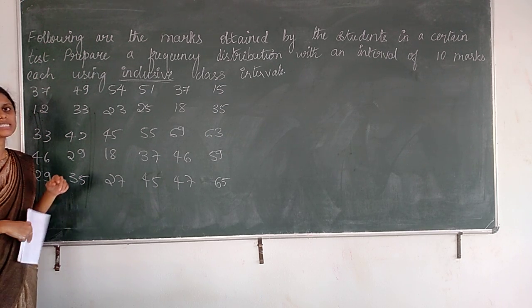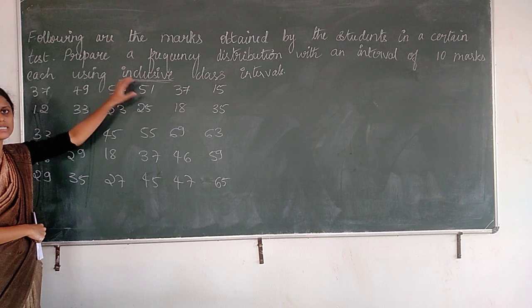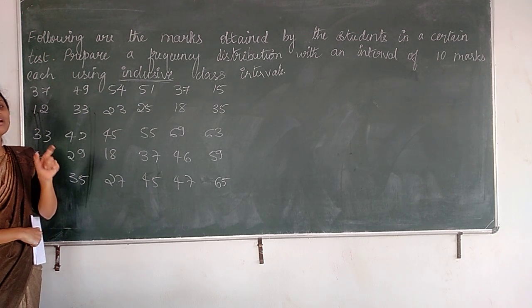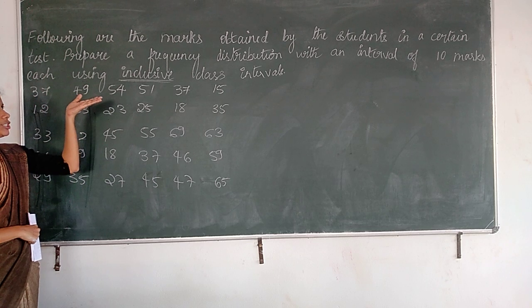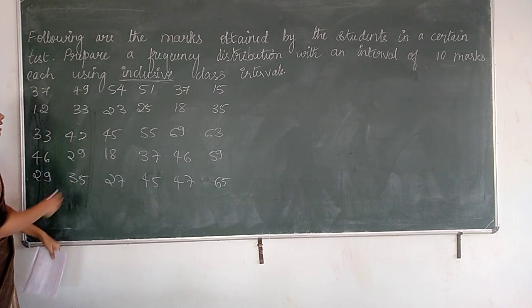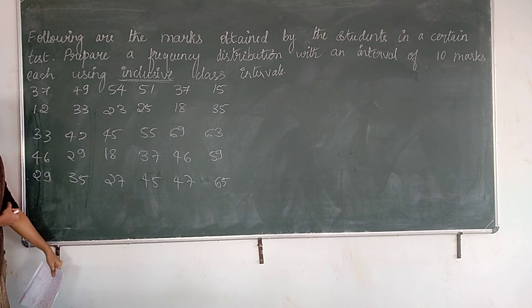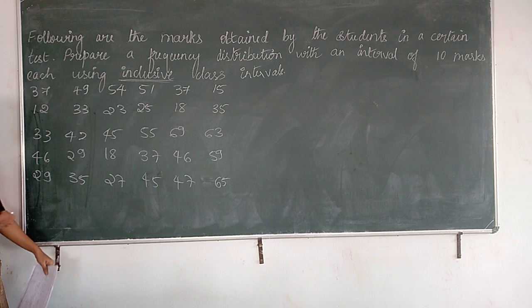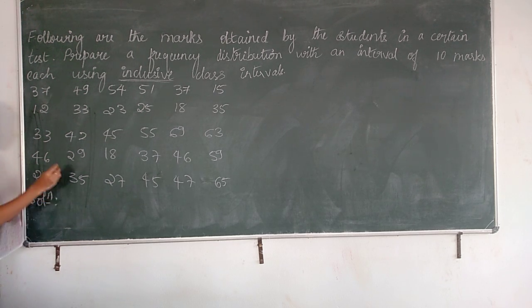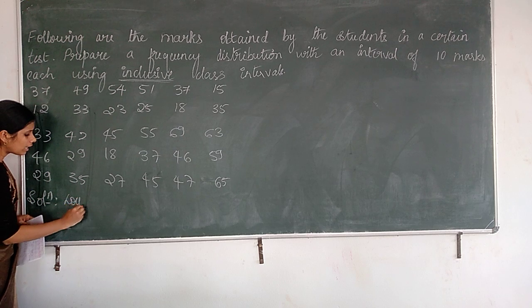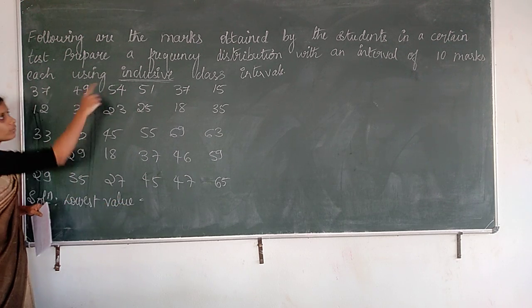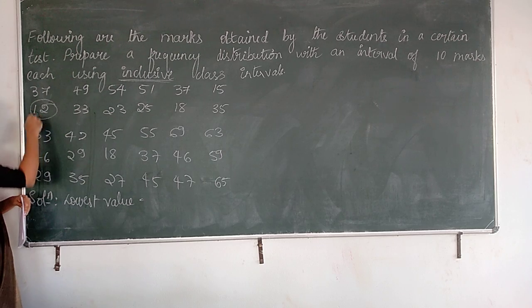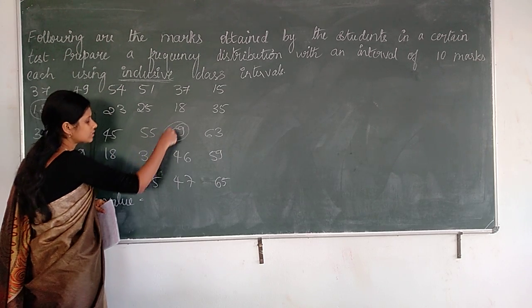Such classes are called inclusive classes, and each class should have a width of 10. Here we have clearly mentioned it, and these are the marks of students in a certain test. So in the solution, first of all, we should know the lowest value and highest value of the given data. Here the lowest value is 12 and the highest value is 69.